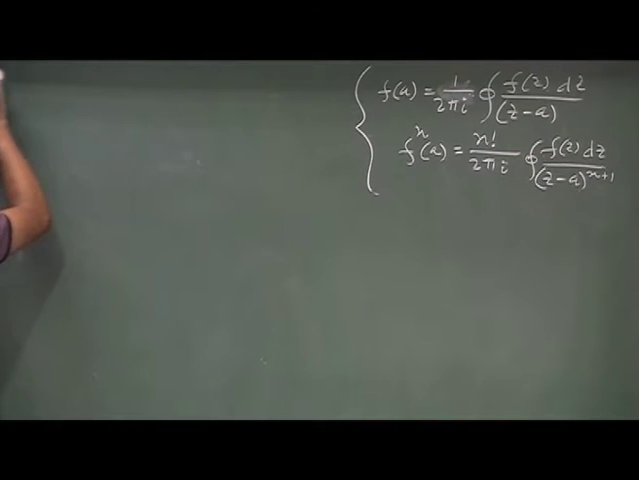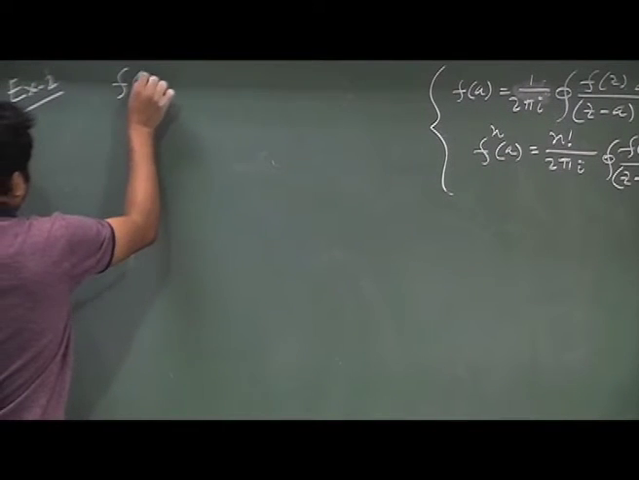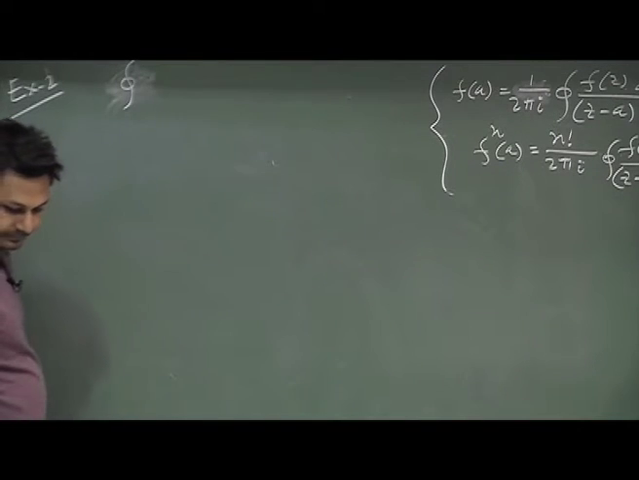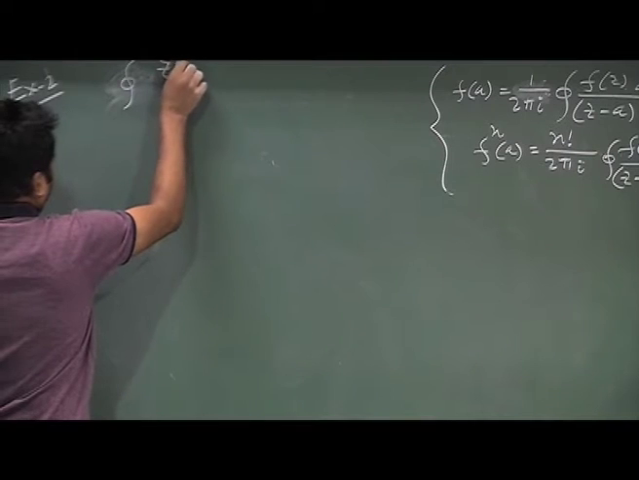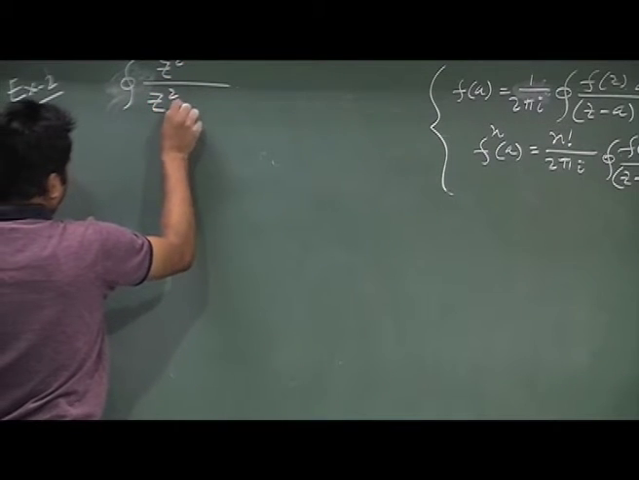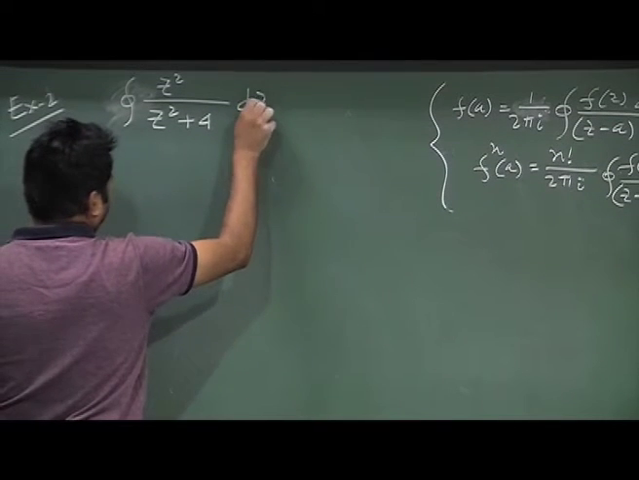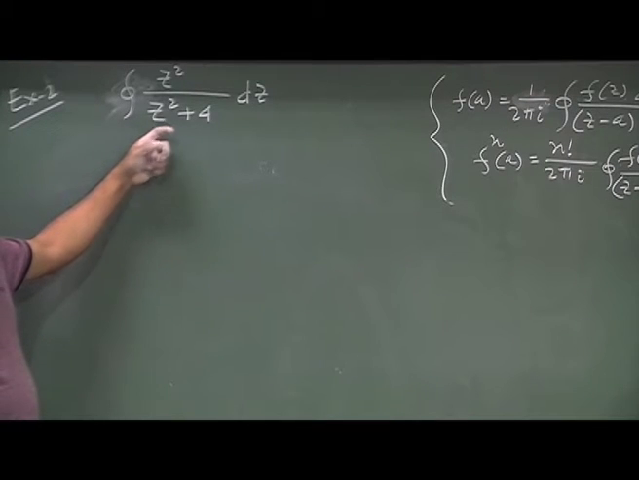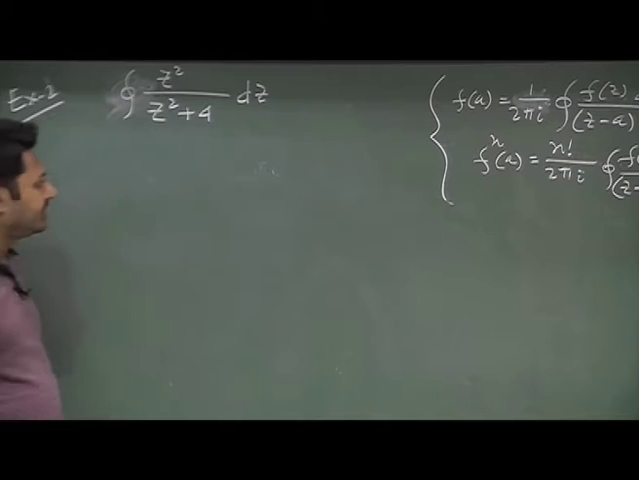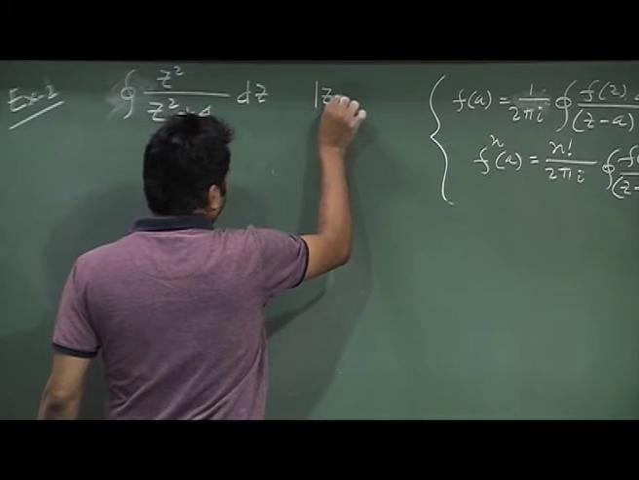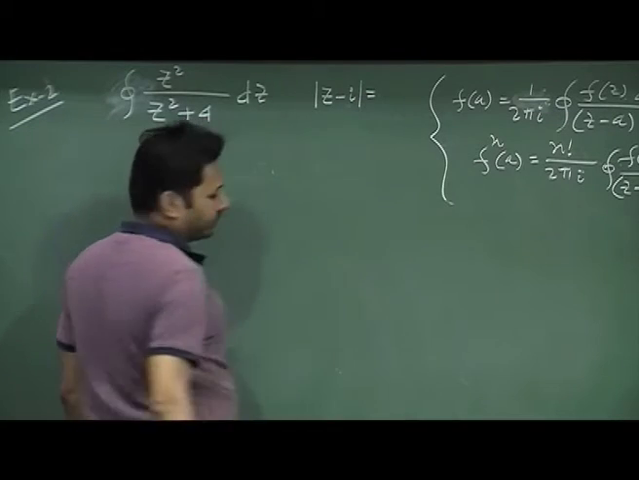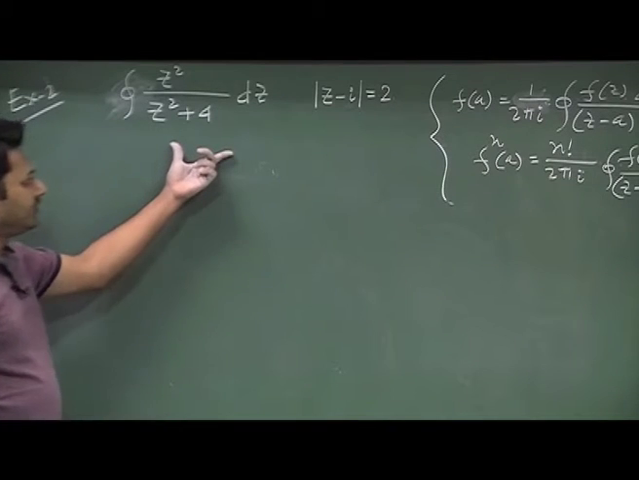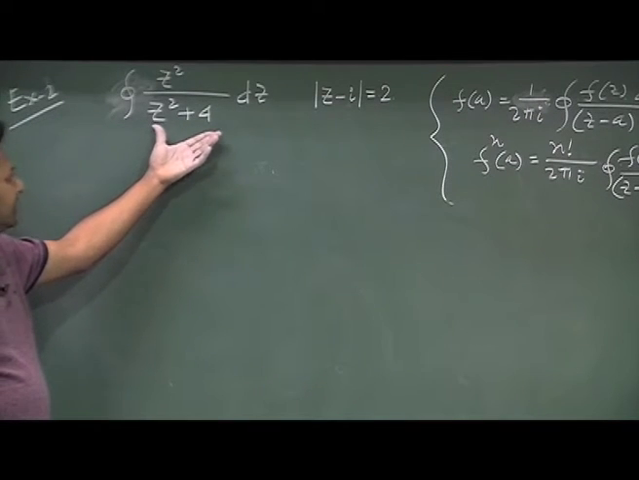Example 2. The integration is given as the closed integration of z square divided by z square plus 4 dz. That is the integration we need to evaluate, but before evaluating I need to know what region is given. The region is given that |z minus i| is equal to 2. Over this region I need to find my integration.